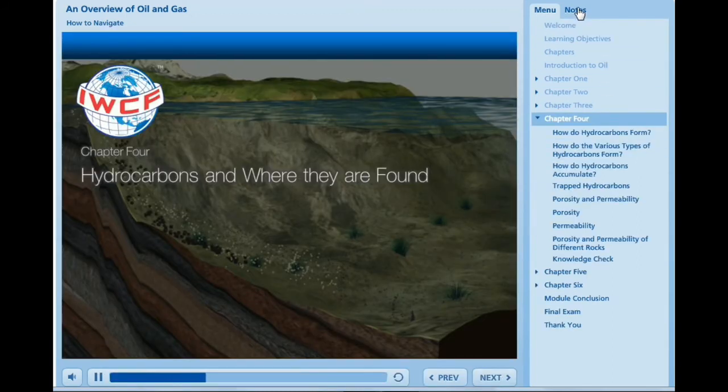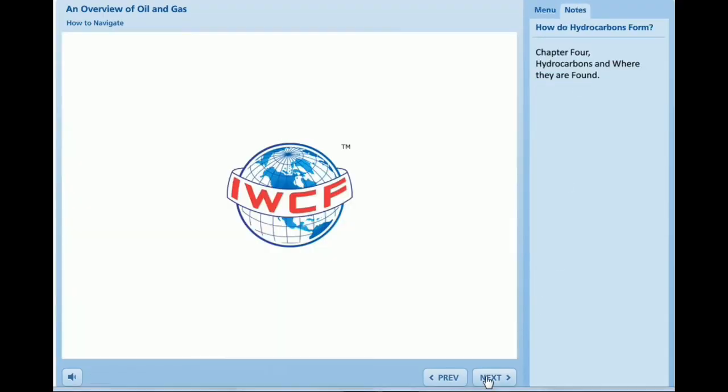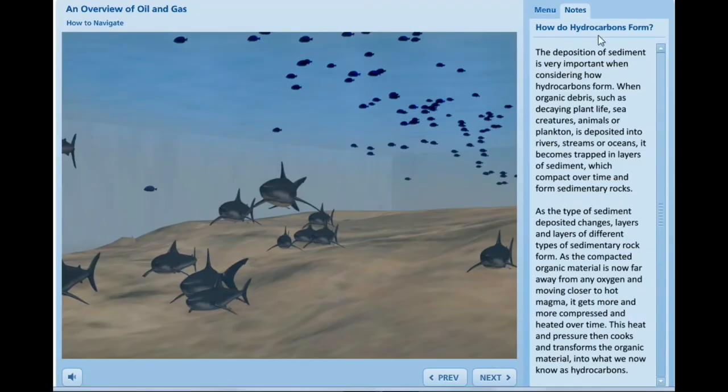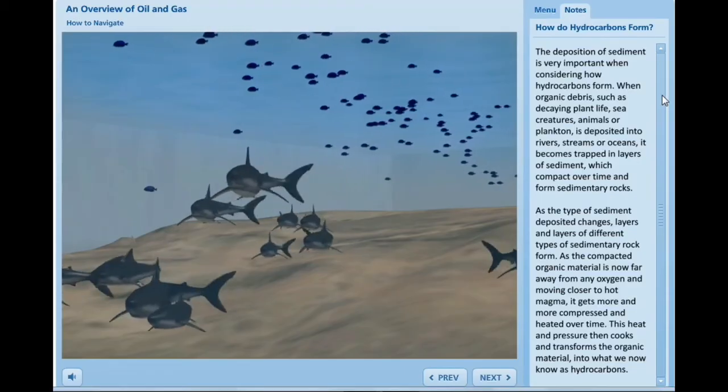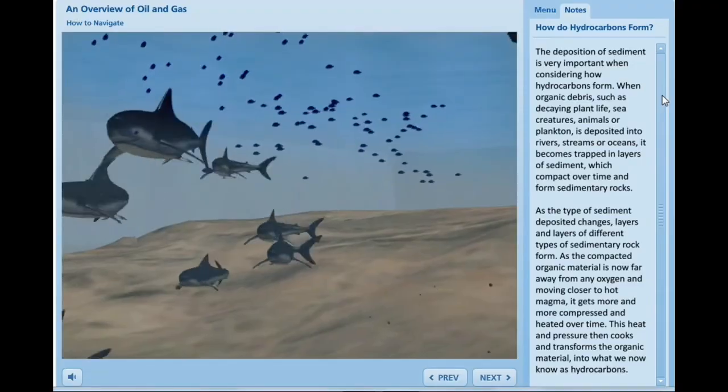Chapter 4. Hydrocarbons and where they are found. The deposition of sediment is very important when considering how hydrocarbons form.